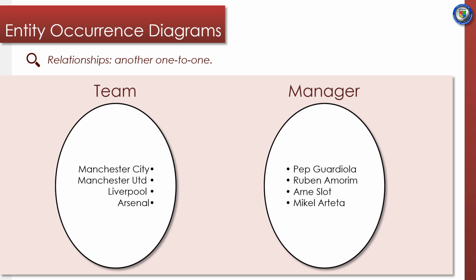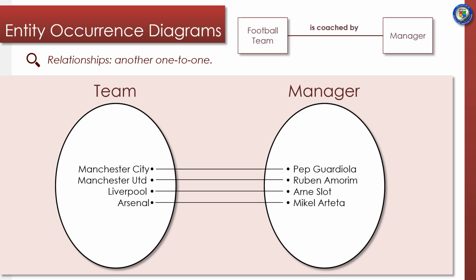Another example would be football teams and managers. We have our team entity, our manager entity. Again, we have 4 occurrences of our team entity: Manchester City, Manchester United, Liverpool and Arsenal, and 4 occurrences of our manager entity: Pep Guardiola, Ruben Amorim, Arne Slot and Mikel Arteta. Again, these have a one-to-one relationship. Each football team or club is coached by or managed by one manager or coach.